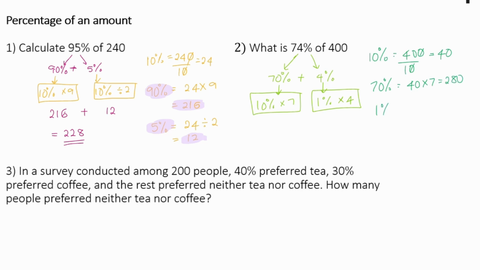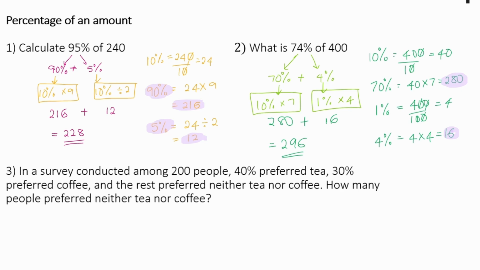To find 4%, we first need to find 1%. And to find 1%, we take 400 and divide it by 100, which gives us 4. To find 4%, we then take our 1%, which is 4, and then multiply it by 4, and that gives us 16. So to find 74%, we take the 70%, which is 280, and add it on to the 4%, which is 16. So 280 plus 16 gives us 296. So 74% of 400 is 296.